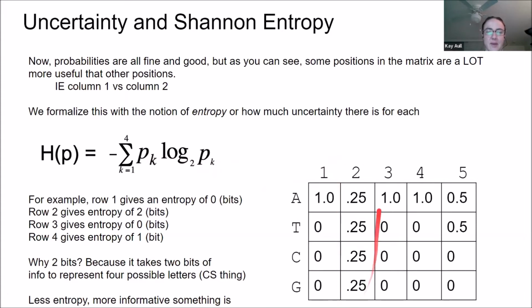Whereas position 2, it has perfect randomness. It has an equal representation of everything. And you end up, in this case, with 2 bits of entropy. And then your position 5 is somewhere in the middle, 50-50. You're randomizing between 2 bases, and you end up with 1 bit of entropy. And the big idea is that the less entropy, the more informative it is, and the more surprised you would be to see something else.